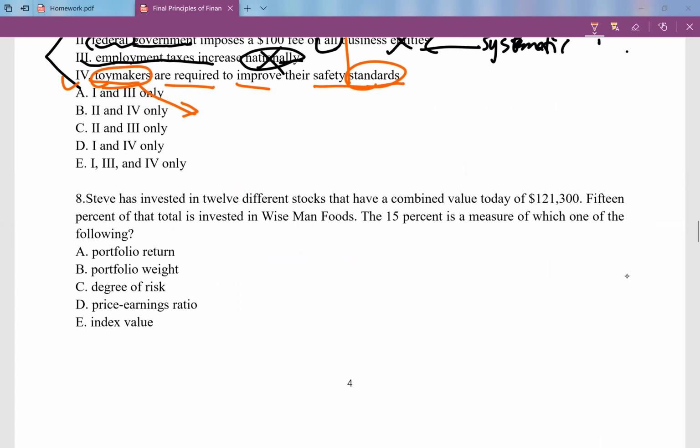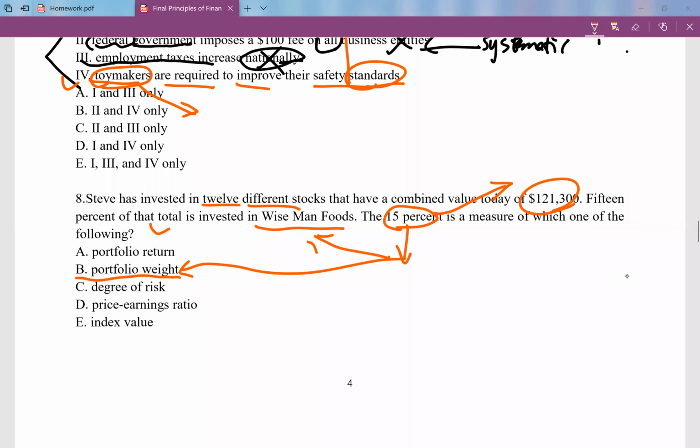Next one, Steve has invested in 12 different stocks. The total value for these 12 stocks is $121,300. 15% of this total investment will be in Wellsman Food. So what's the meaning of this 15%? It means 15% is the proportion of this amount invested in this company. This is called the portfolio weight: how much percentage of your money is allocated to a specific company.